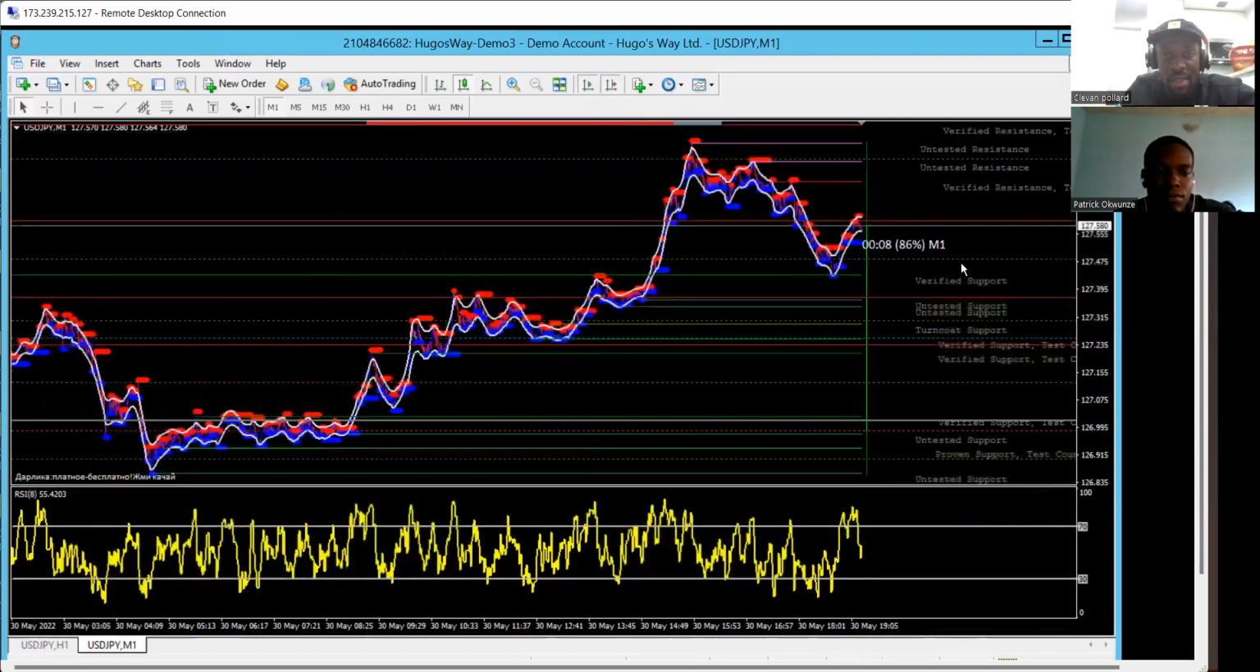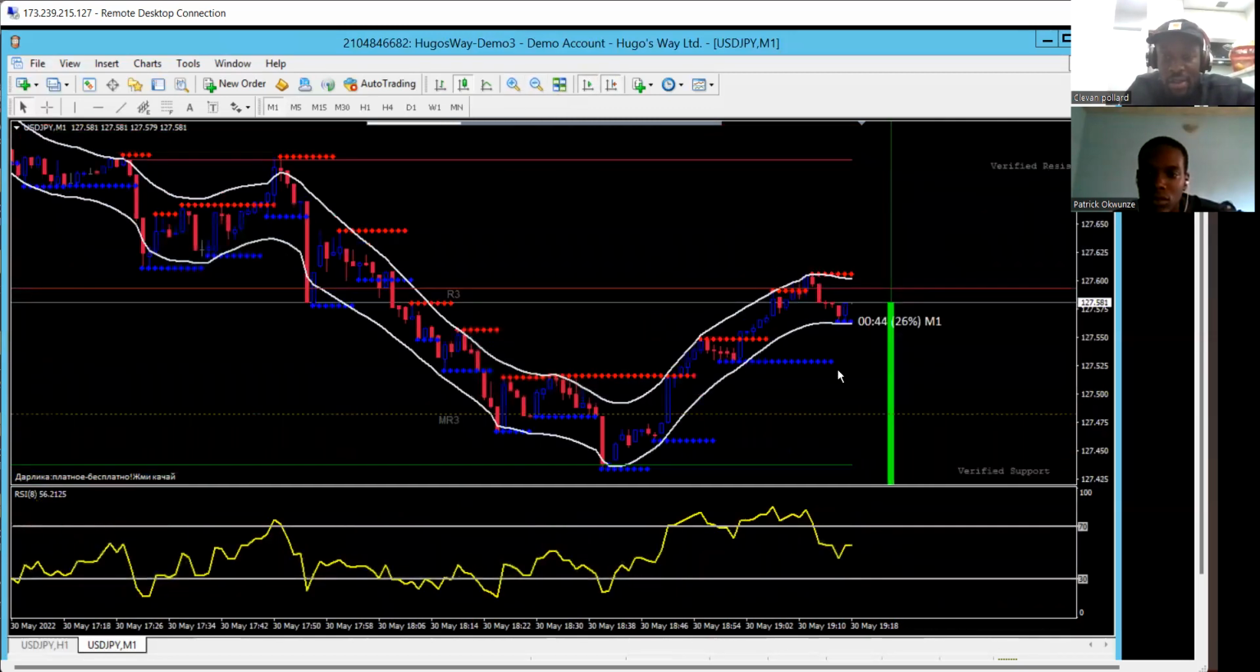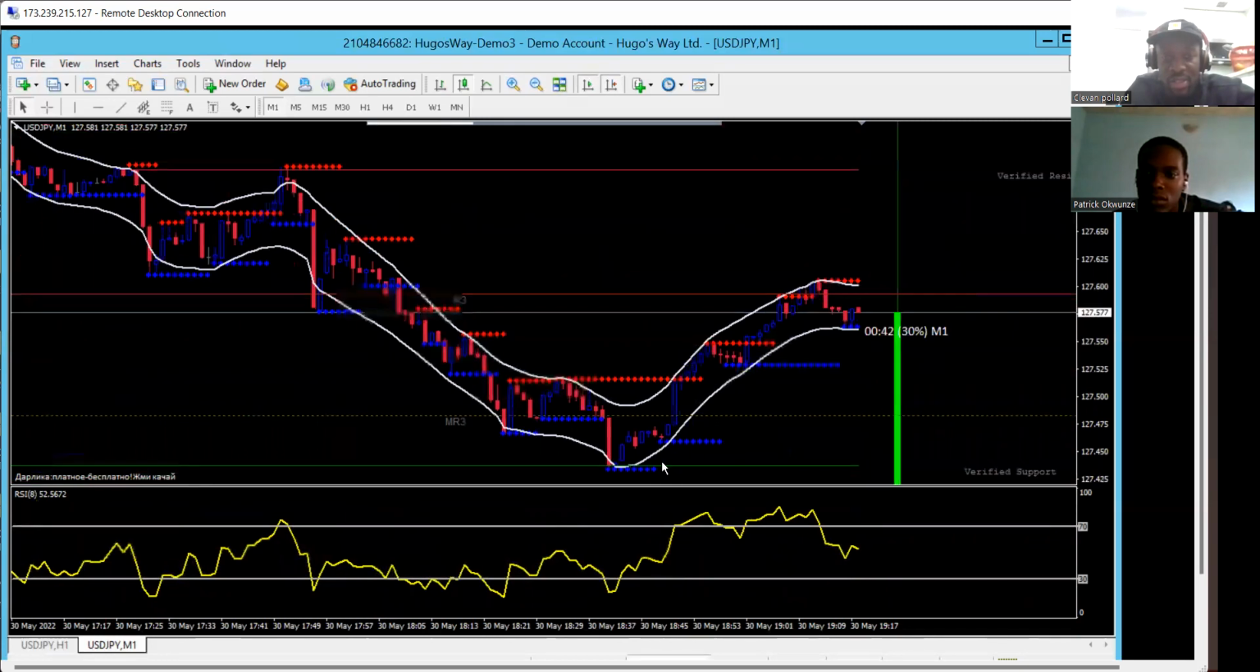And this is another feature. As you can see, the green level is verified support. The red level is verified resistance. And the smaller dotted ones are temporary support and temporary resistance. Sometimes they hold, sometimes they don't. Then another thing you can look at, as you can see right here all the way to the right.